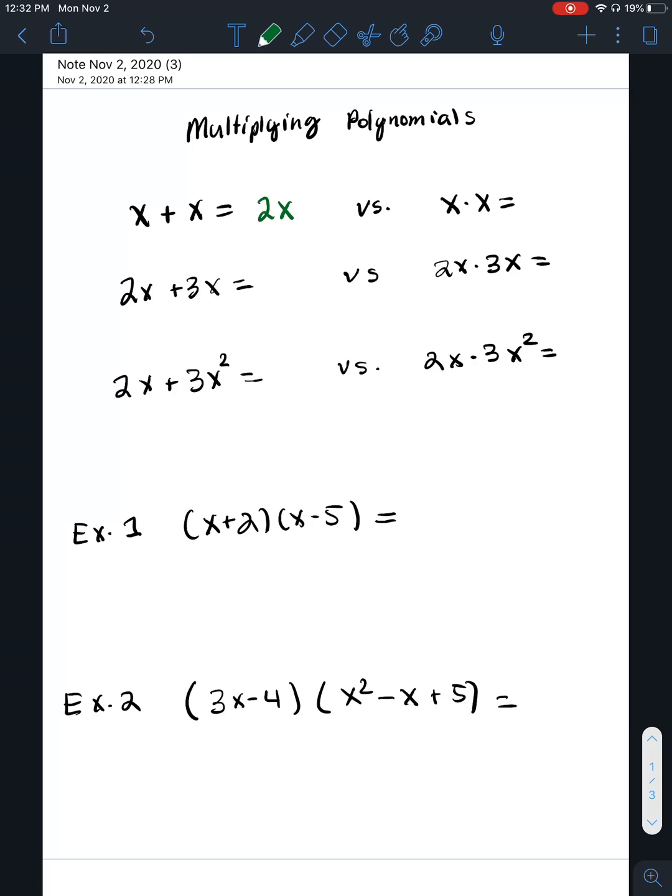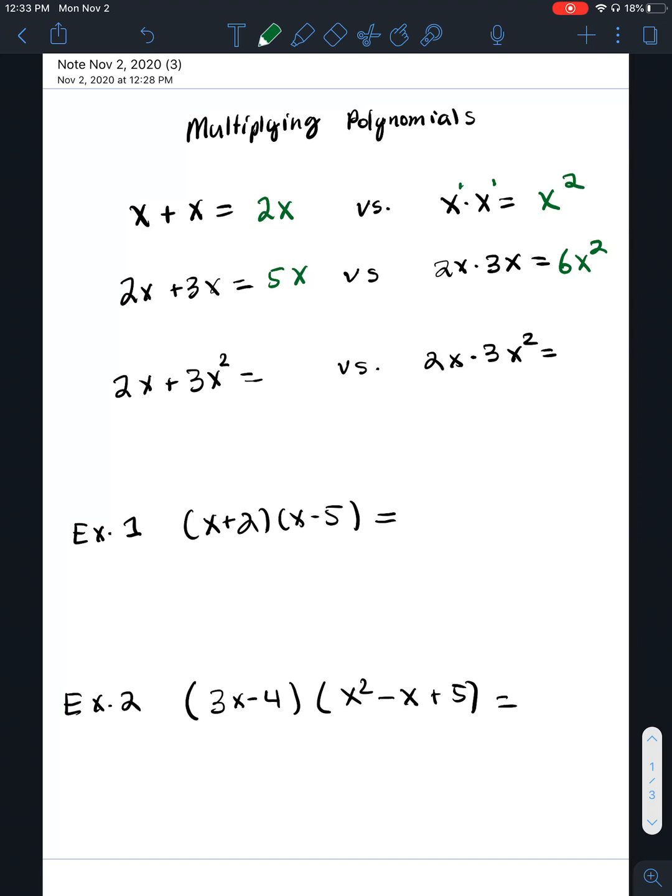However, when we do x times x, that's different. We have to remember our exponent rules that said that if we have the same base, we add the powers. So x times x ends up being x squared. And as we keep going, 2x plus 3x, both the same terms, both have an x, so I have 5x in total. However, when I do 2x times 3x, I know that 2 times 3 is just 6, and x times x is x squared, based on what we said earlier.